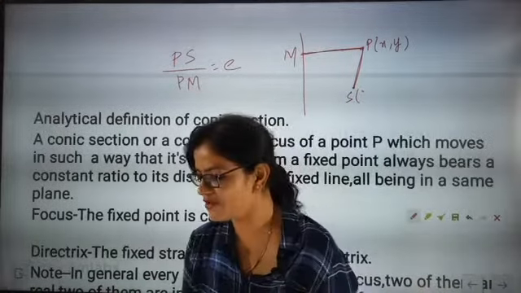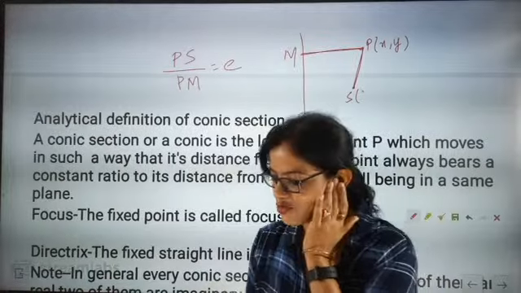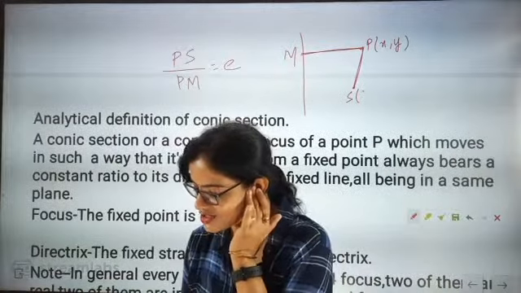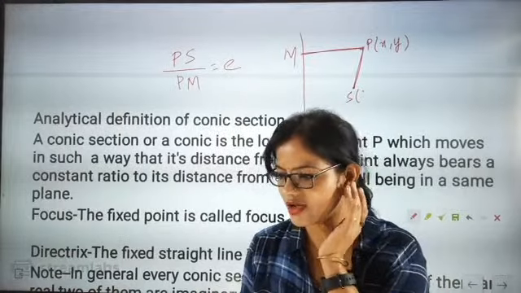PS by PM will be equal to E. Focus is there. Focus is going to be there. The fixed point, we are going to talk about focus only. The ratio I am talking about now.